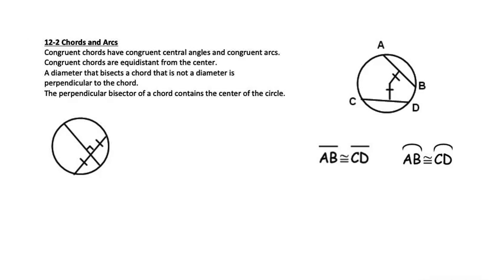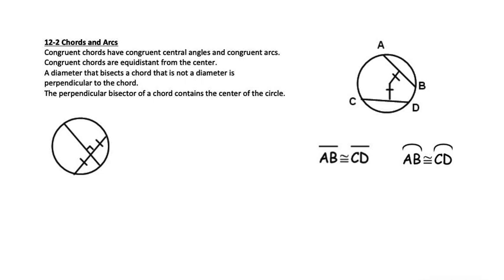And now we have some rules about chords and arcs. First of all, congruent chords have congruent central angles and congruent arcs. Next, congruent chords are equidistant from the center. That means they're the same distance from the center.